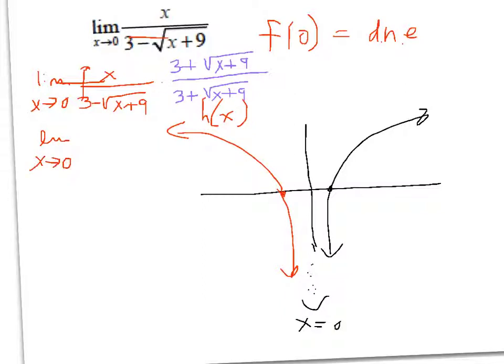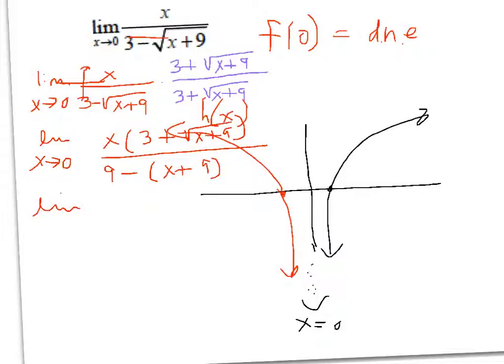And what happens when you multiply these through? Well, you get x times that over, in the bottom, we're going to end up with 9, and then a plus and a minus, the same thing, 3 times root x plus 9, and then minus x plus 9. So let's see what happens. Don't forget I'm still trying to find what the limit is.